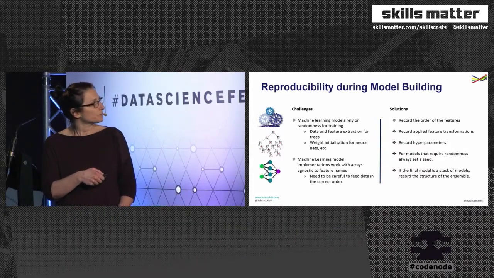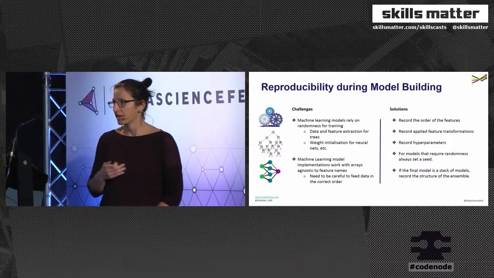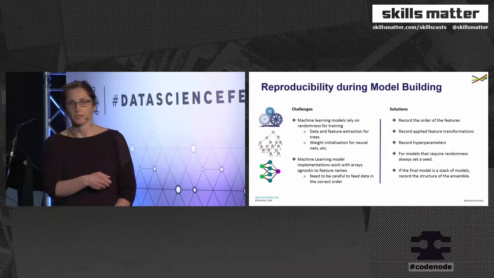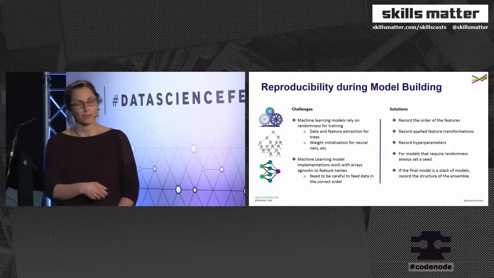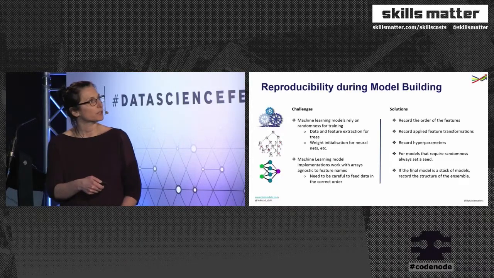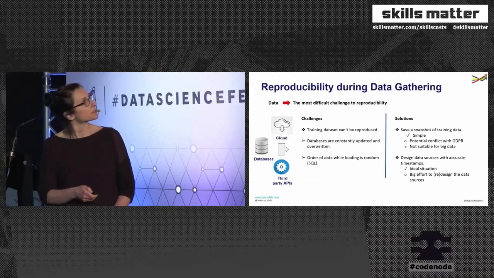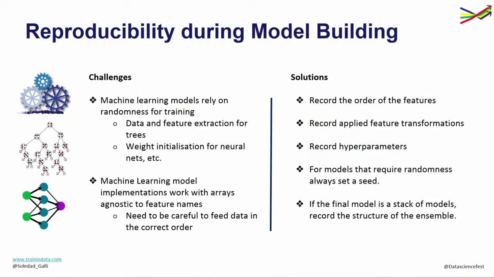And also, some libraries work with arrays, so the library has no idea what feature is going in each column. So it is very important that we make sure that we pass the data set always in the same order. So we need to record the order of the features. We also need to record the transformations if we're doing something else, or the hyperparameters, and so on. And this is usually done in a config file.